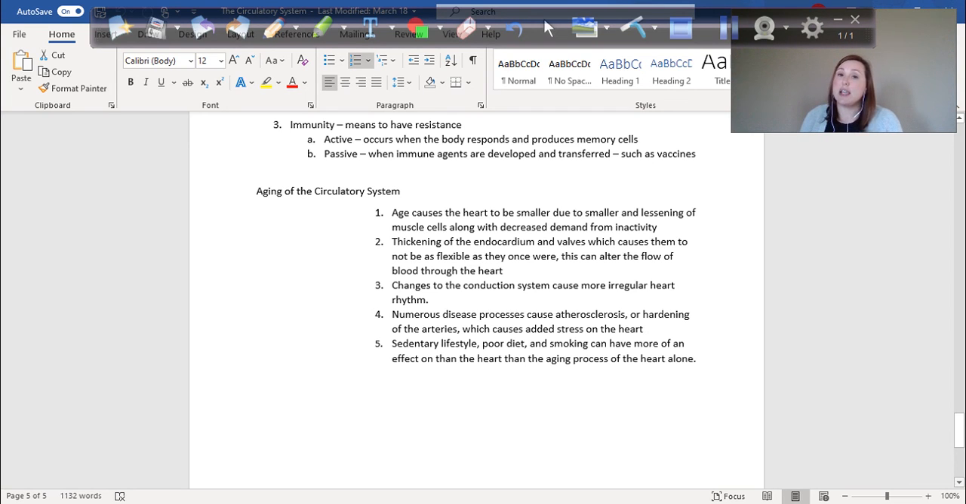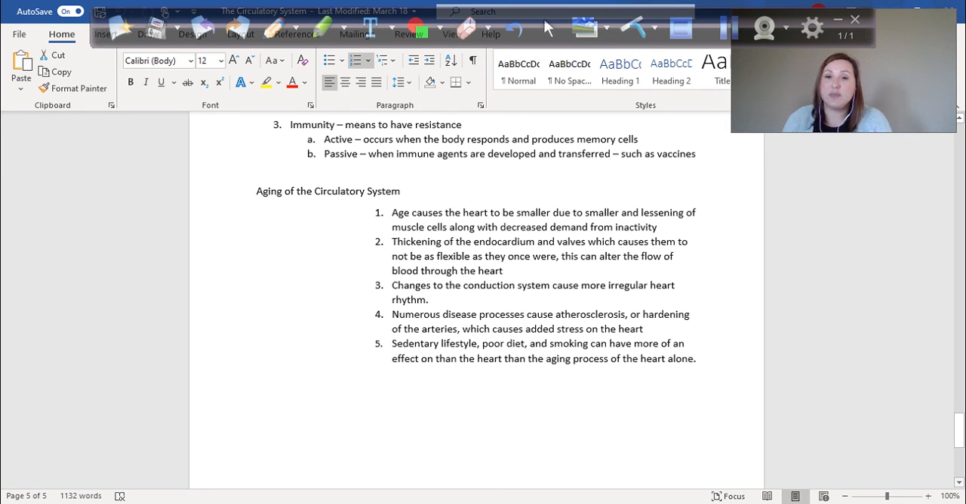You can have changes to that conduction system, so the heart isn't firing like it should be. So then you have irregular heartbeats. That's where atrial fibrillation or atrial flutter comes from. It's the atria of the heart. Those firing nodes, that pacemaker of your heart isn't working correctly.